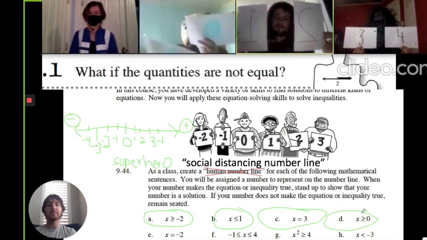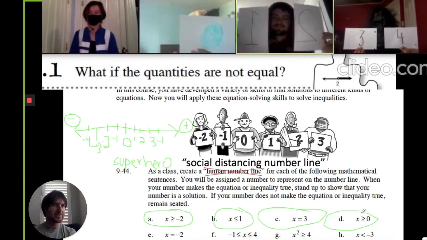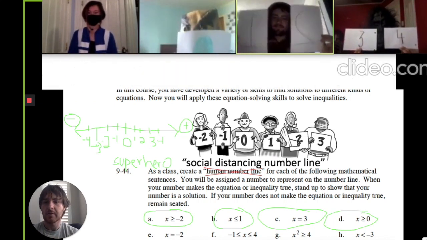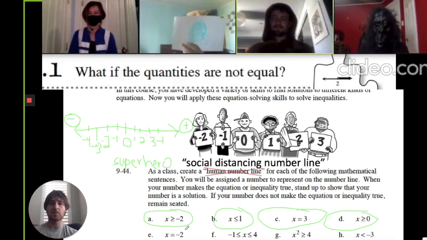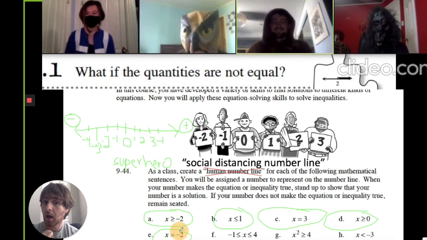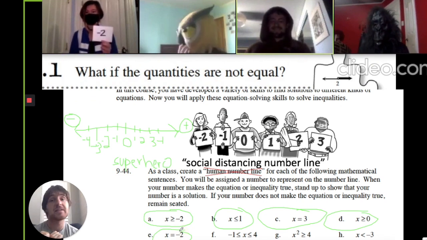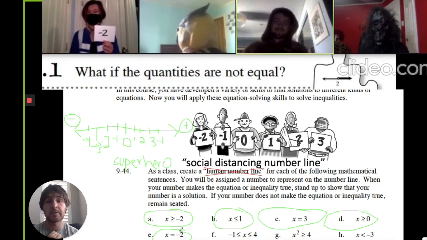X is greater than or equal to 0. 0 holding it? 0 holding it? Yes, yes, yes, superheroes. Well done. X is greater than 0. Let's keep going. Ooh, we got another equation here. So how many of the superheroes are going to be holding up solutions to this one? Thank you very much, superhero. That is indeed the one and only solution to x equals 2.